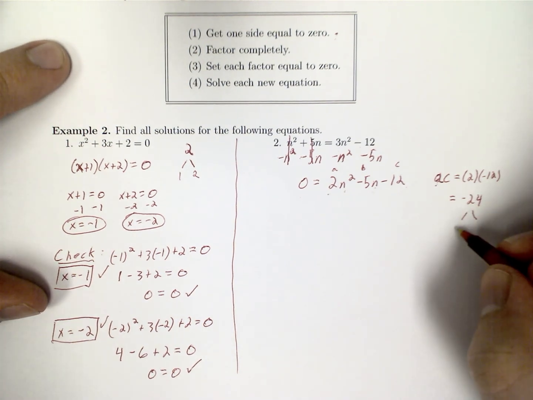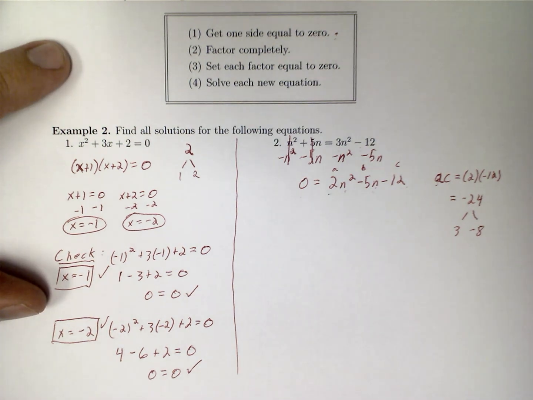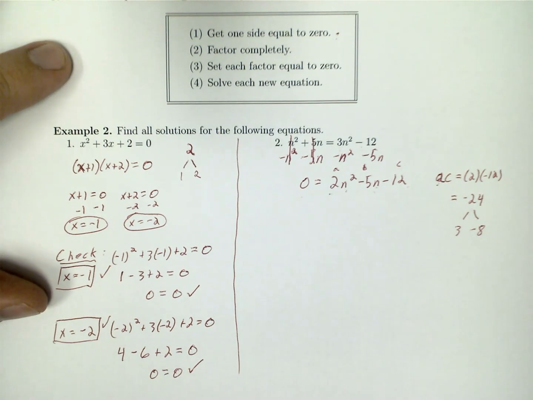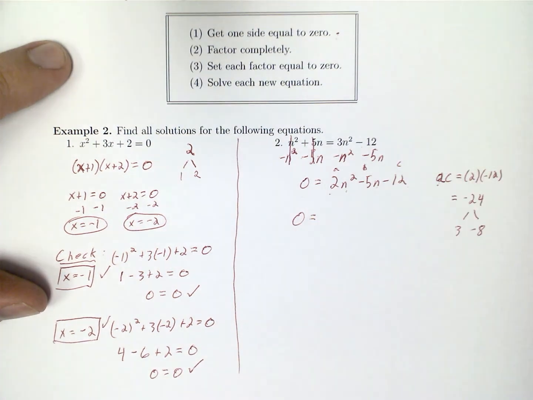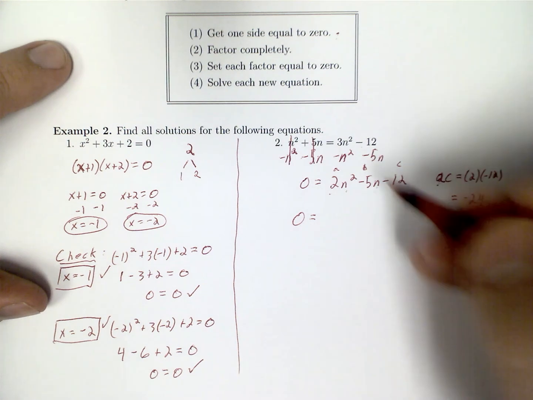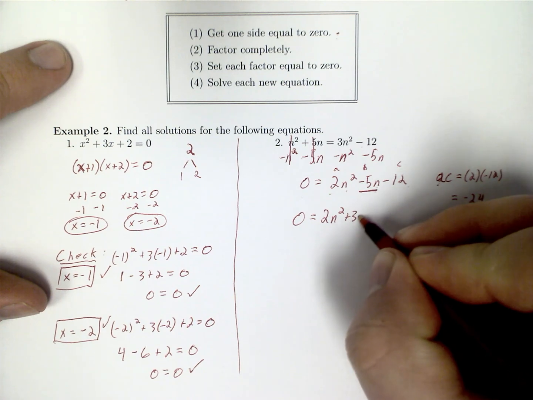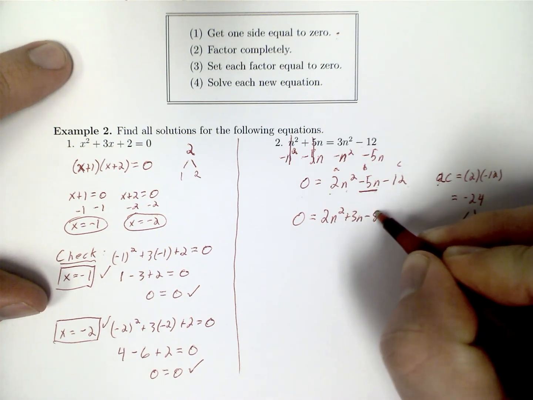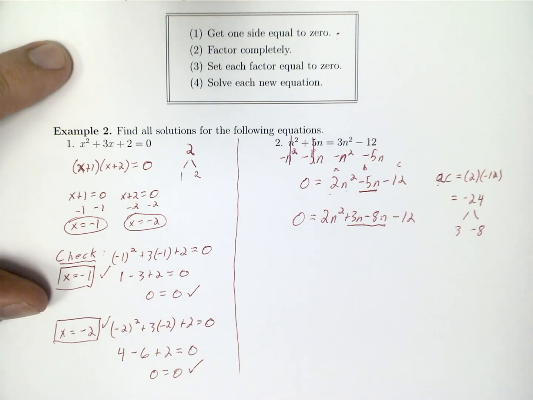Well, how about 3 and negative 8? Those multiply to be negative 24, and they add to be negative 5. Then, since they add to be negative 5, we can separate the middle term. So 2n squared plus 3n minus 8n. Remember, the middle term just splits up. And now that we have 4 terms, we can do factor by grouping.